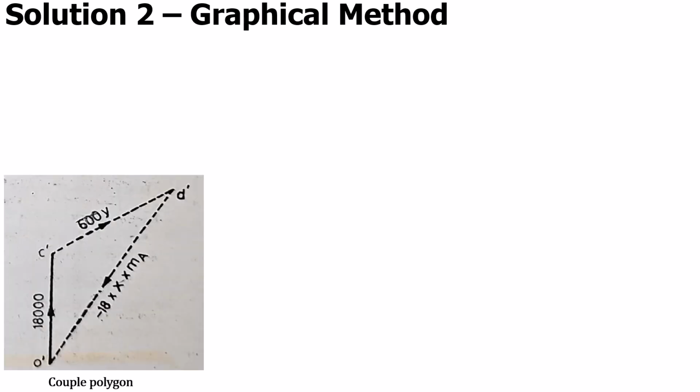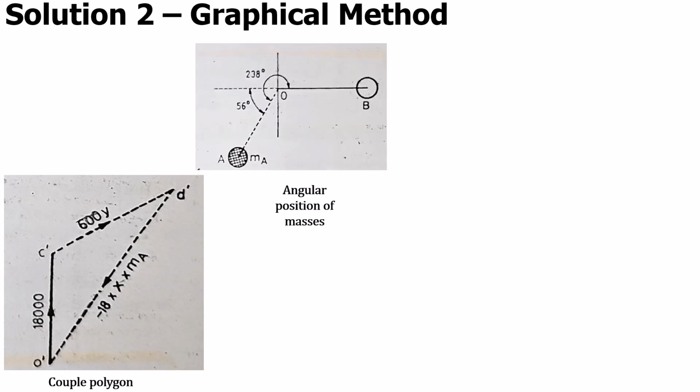Now from column 6, which has a couple of terms, we're going to sketch the couple polygon, and this couple polygon has 3 terms. The first term is we're going to sketch vector O prime C prime, which has a value of 18,000 kilogram centimeter squared, and its orientation is in the vertical direction. Then the next thing we do is we're going to sketch in the direction that I've shown.